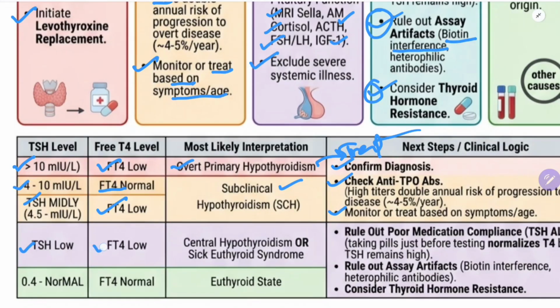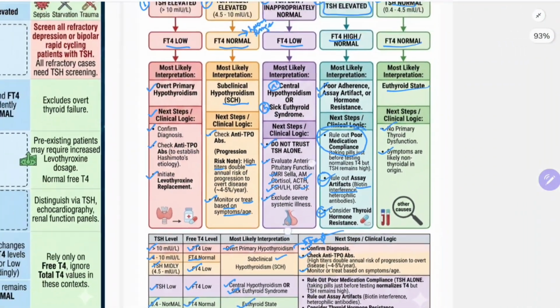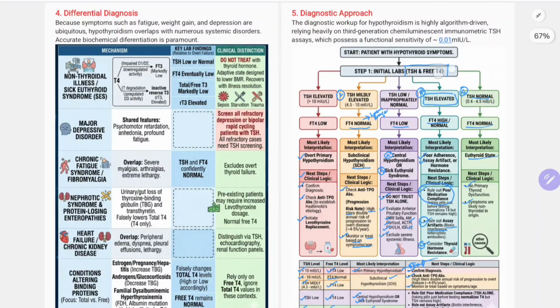Now TSH is low and FT4 is also low. Two things will be there: central hypothyroidism and sick euthyroid syndrome. And if TSH is in the normal range and FT4 is normal, then it is euthyroid state. Okay, that's how you should interpret these tests.